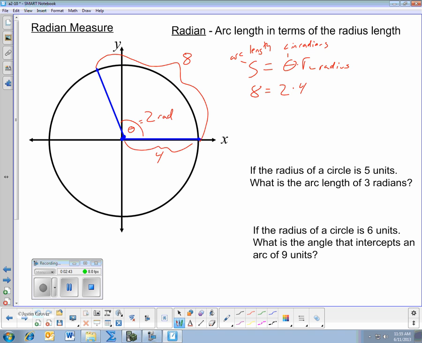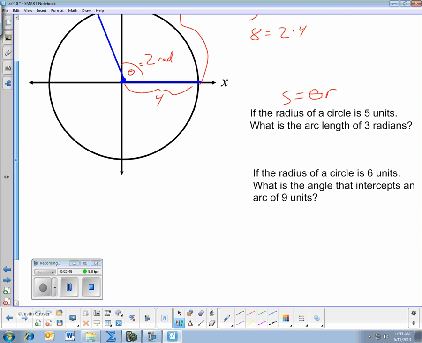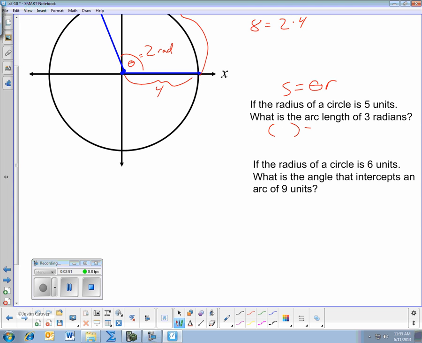And so we can use this formula to solve some problems that we have here below. We have 3 numbers here, so let me just put spots for 3 numbers. If the radius of a circle is 5, and so that's where your radius goes, what is the arc length? So we're finding arc length S. If the angle is 3 radians, then S equals 3 times 5, which is 15. If our radius is 5 and the angle is 3 radians, what that means is that our arc length is 3 radius lengths. And so 3 radius lengths of 5 is 3 times 5, or 15.